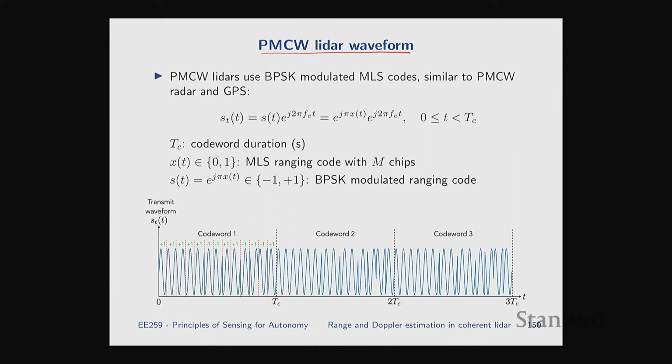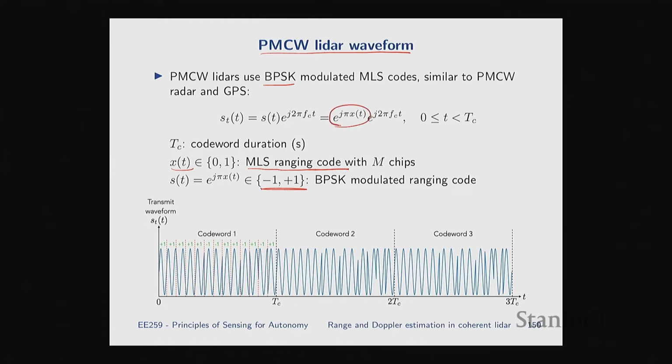Again, the main difference here is they use different waveforms. Specifically, they use ranging codes, and they're phase modulated. So binary phase modulated, BPSK modulation, exactly like PMCW radar and GPS. And for the waveforms that they send, you can send basically any codes with good autocorrelation properties. The most common one is MLS or M sequences. So that's your underlying waveform, and then you phase modulate it, and you get basically a sequence of plus and minus ones, exactly like GPS, that multiplies your carrier.